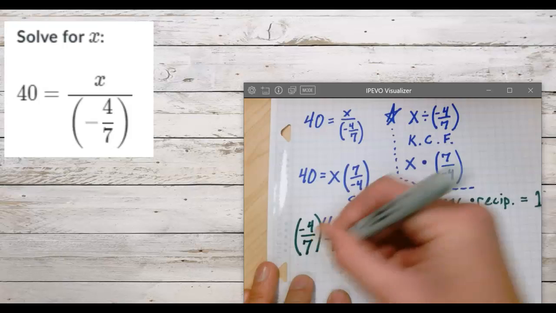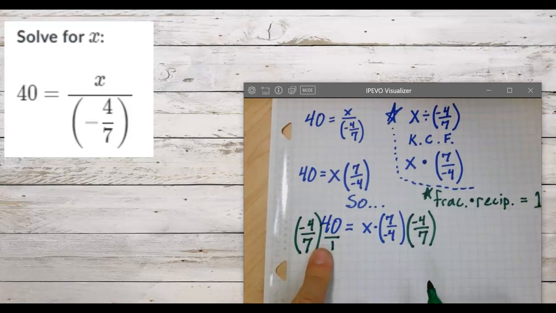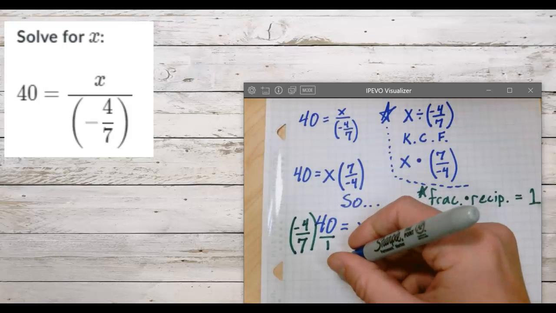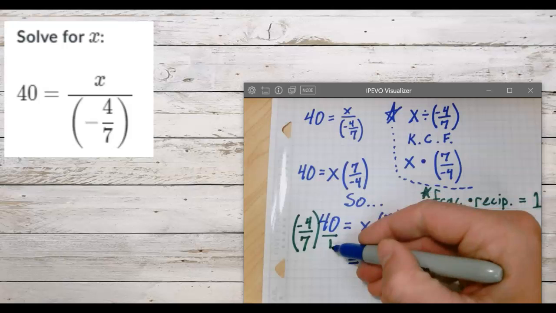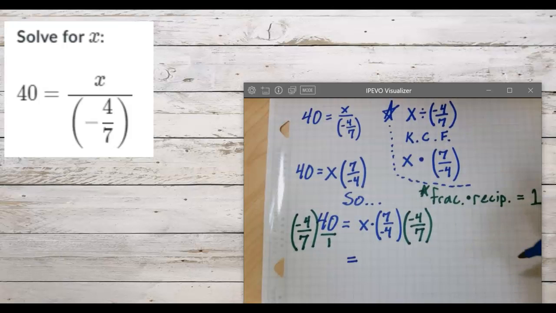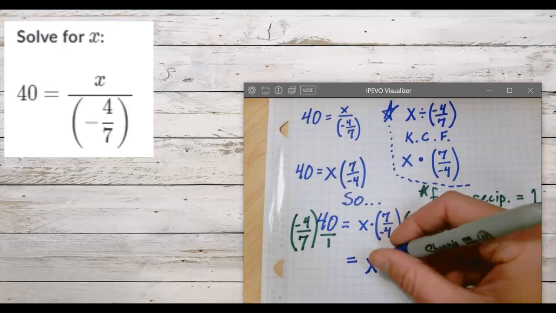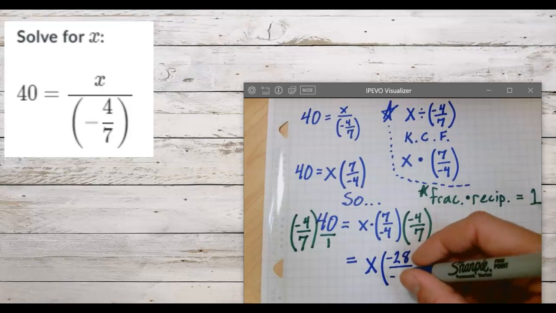I can turn my 40 into a fraction by putting it over 1. Any number can be turned into a quote-unquote fraction by putting it over 1. Because if I have 40 donuts and I divide them to me, I still get 40 donuts. Right? So putting something over 1 does not change it. This right side would become x times negative 28 over negative 28.